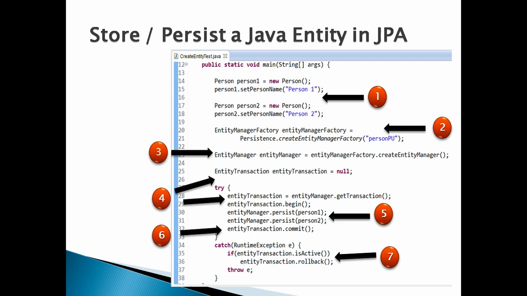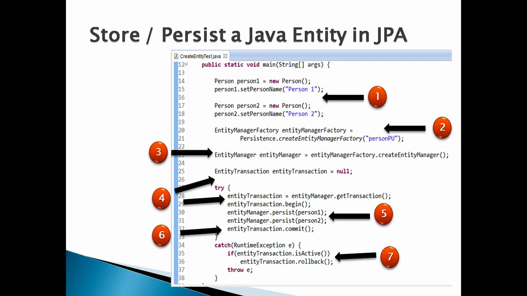Moving ahead. Number 7, if any runtime exception occurs, we first check whether the current transaction is active or not. EntityTransaction has a method by the name isActive. If the method returns true, we have to roll back the transaction, by calling the EntityTransaction method rollback. Finally, we throw that runtime exception to the JVM to handle.